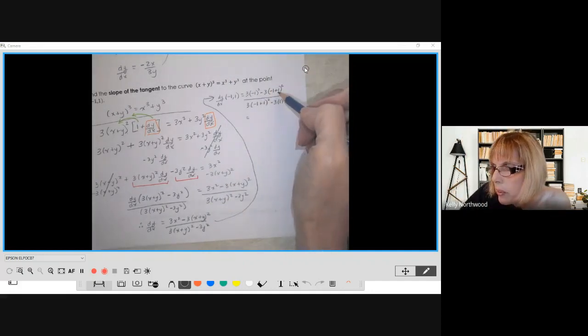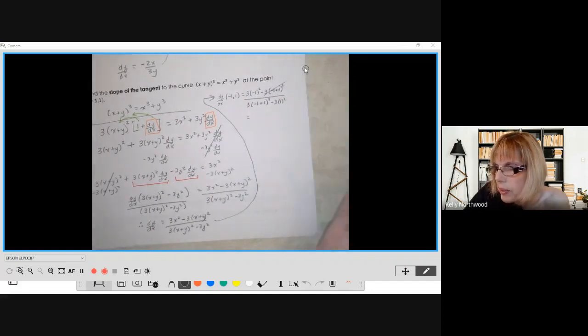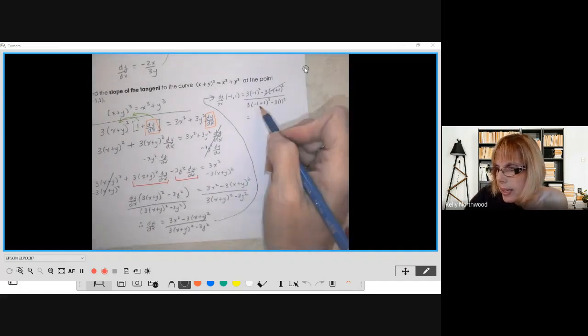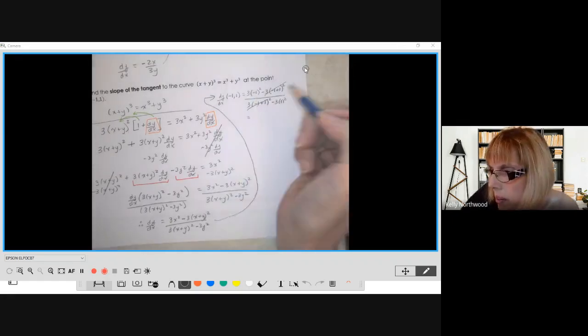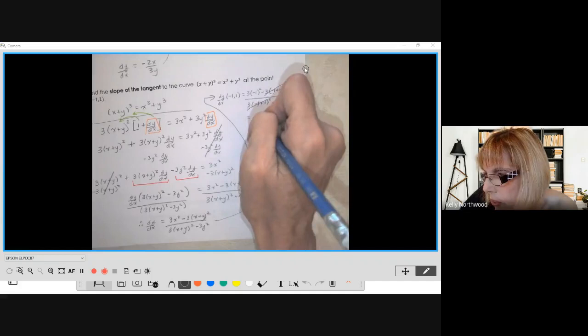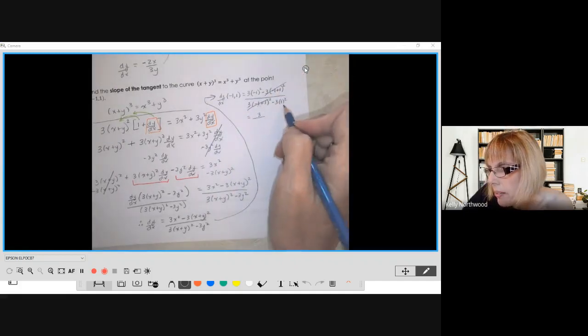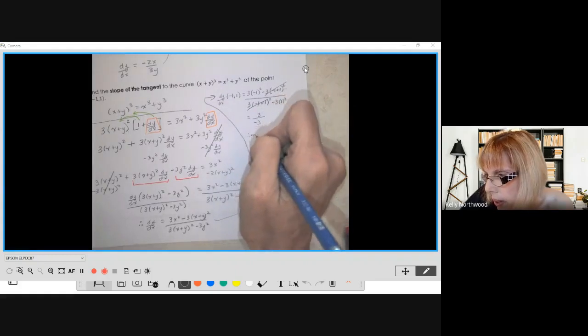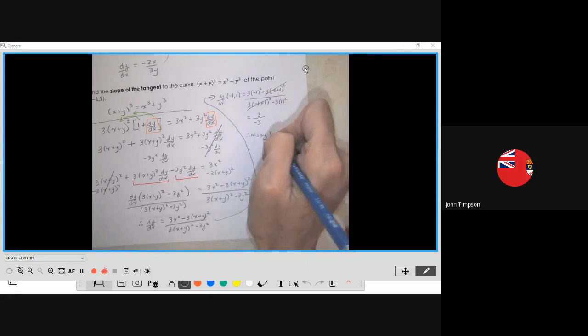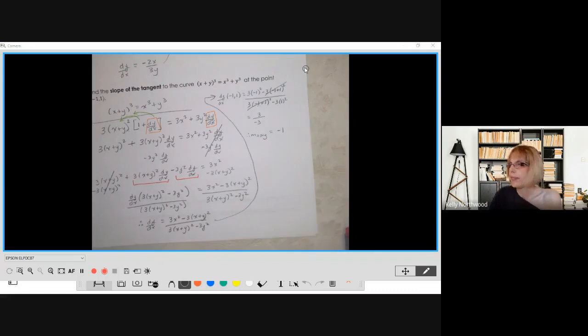So negative 1 plus 1 is 0. So 0 times anything is 0, so that term's gone. And likewise in the bottom, negative 1 plus 1 is 0. 0 times 3 is 0, so that term's gone. So I'm left with 3 times negative 1 squared, which is 3, over negative 3 times 1 squared, which is negative 3. So therefore, m tangent is negative 1 at the point negative 1, 1.